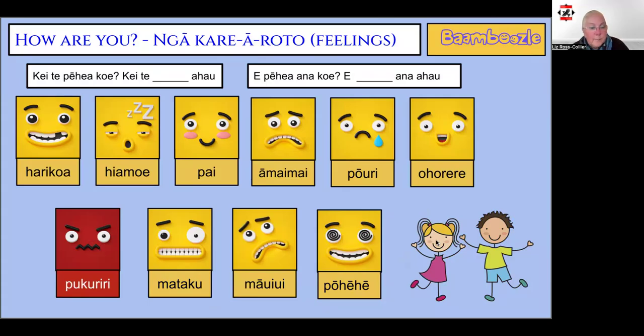Here's a few more examples. Have a think about how you're feeling right now. Kei te pēhea koe. I'm hoping, kei te harikoa koe, you're feeling happy. There's heaps of other words to describe how you're feeling, with a few of them here. These images were sourced from Bamboozle. I've included the link for these sites in the comments section of this video for you to have a look at.